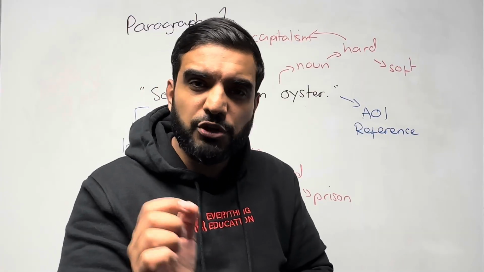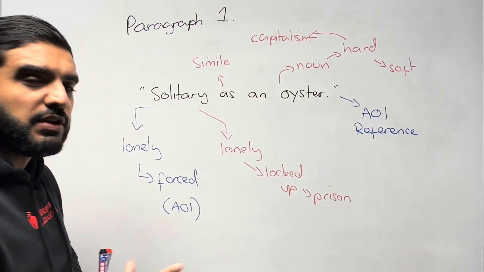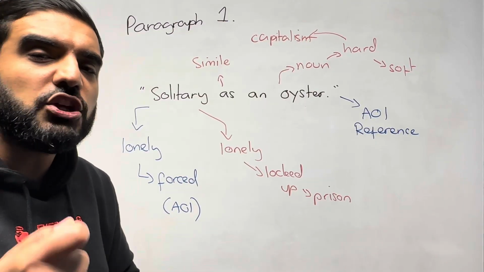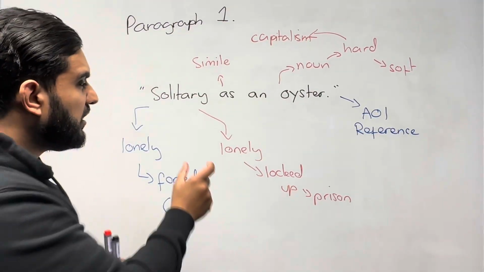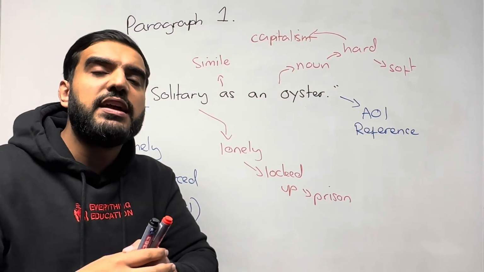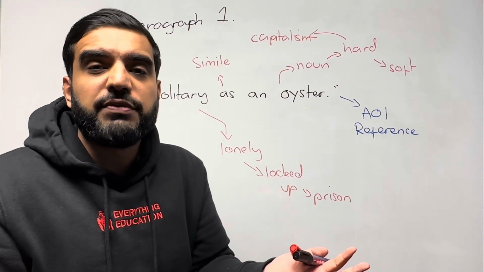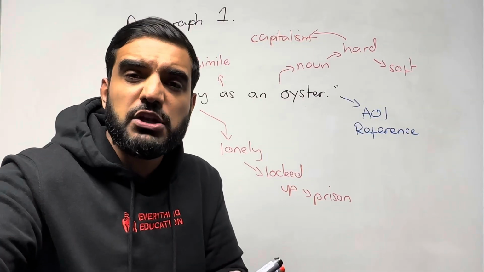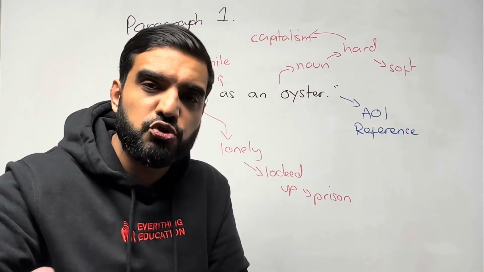Let's recap so we don't get lost. The quote, solitary as an oyster, it doesn't say lonely as an oyster. The writer uses the language specifically. The word solitary, yes, it means you're lonely, but it doesn't mean you're lonely as in, I'm sitting at home and my friends don't reply to me on WhatsApp. It means you're lonely because you've almost been locked up. You've almost been forced to be lonely.